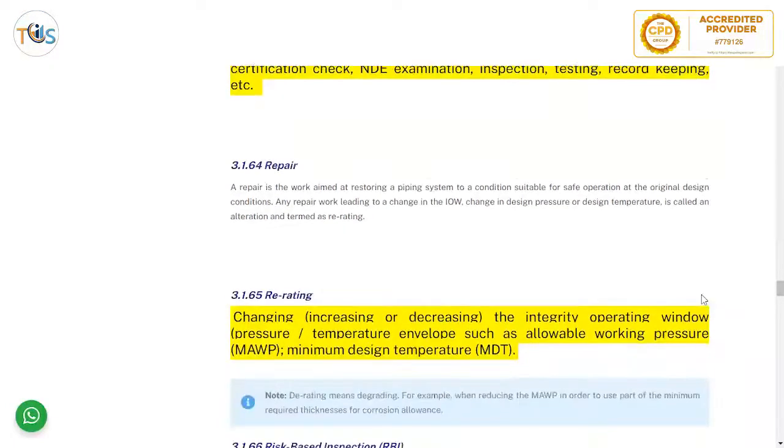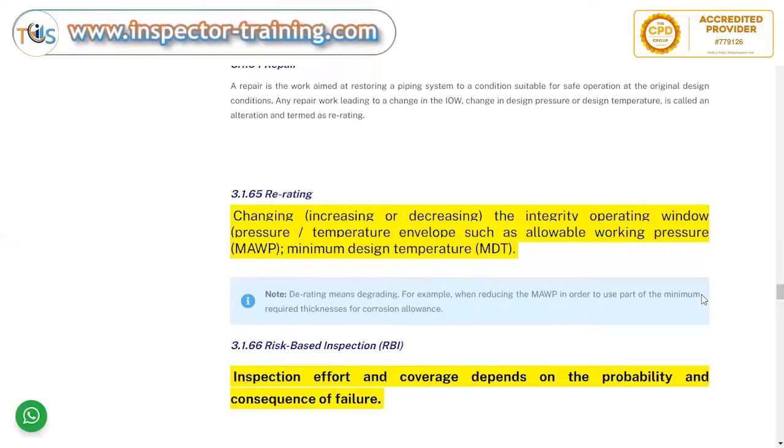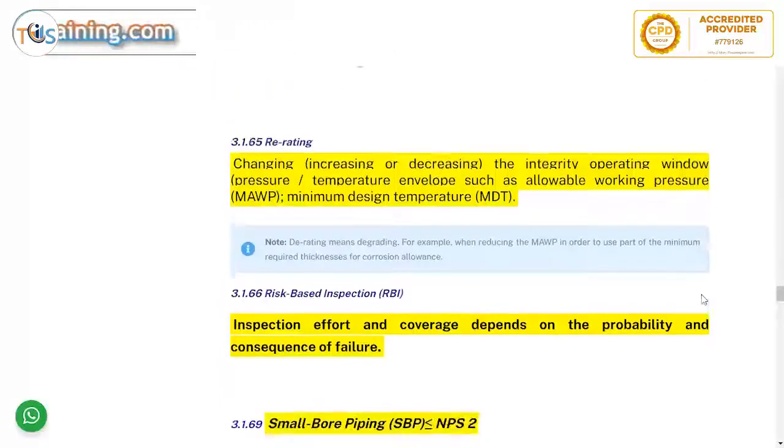Repair. A repair is the work aimed at restoring a piping system to a condition suitable for safe operation at the original design condition. So always, repair means restoring. They are synonymous. So repair is restoring the original design condition. Any repair work leading to a change in IOW, or a change in design premises such as design pressure or design temperature, is called an alteration and termed as re-rating.